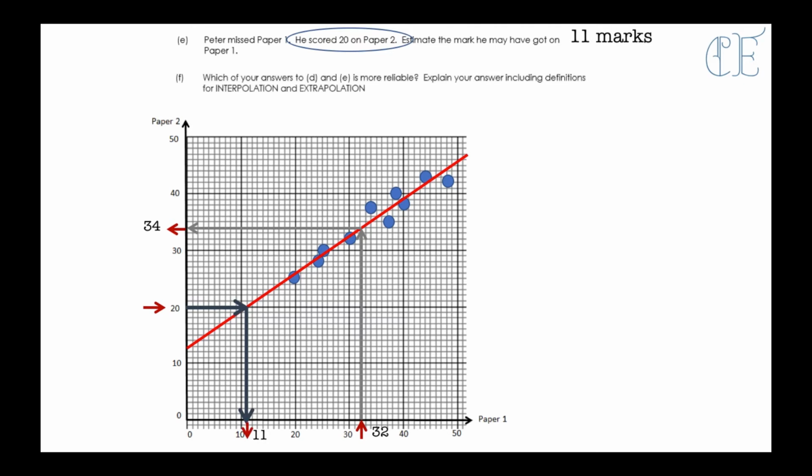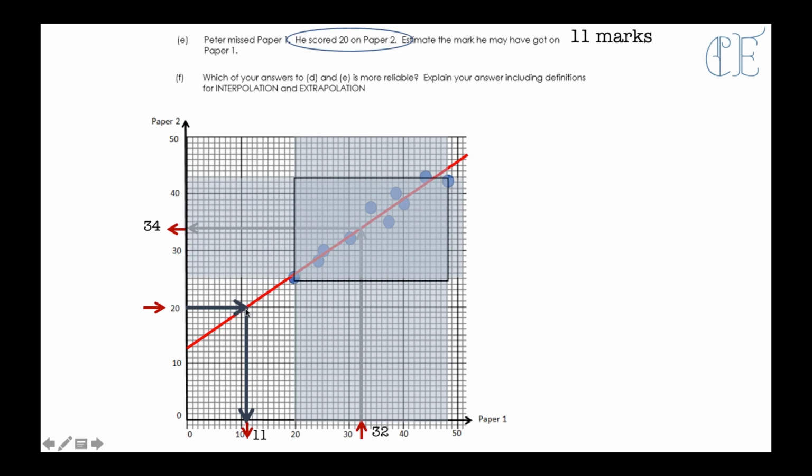But question F says, which of your answers to D and E are more reliable? Explain your answer, including definitions for interpolation and extrapolation. Now that's a difficult question, but really what it's saying is you've got a mark here that is giving us an answer based on our line of best fit that is directly in line with all of this data. Whereas here, this answer is completely out of the way. We've got no data whatsoever, so we're actually just guessing. So this is the most reliable section of data.